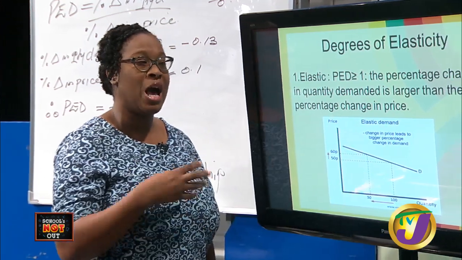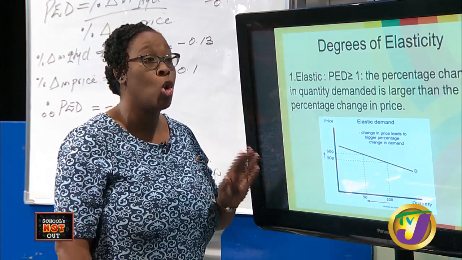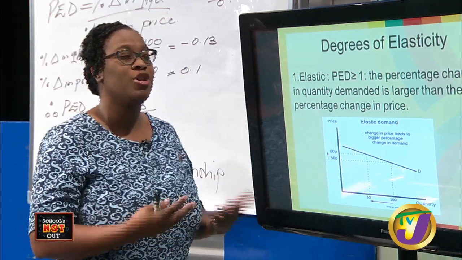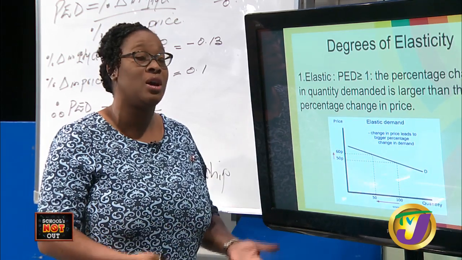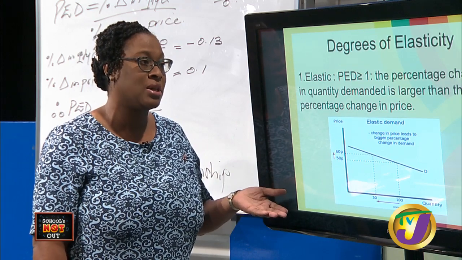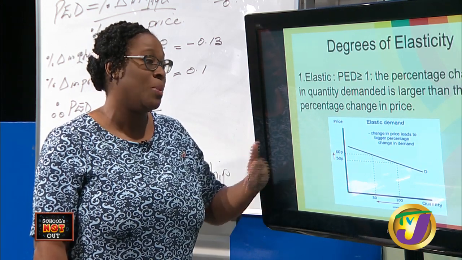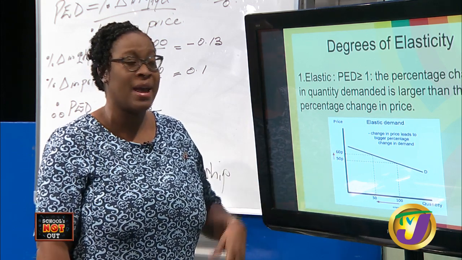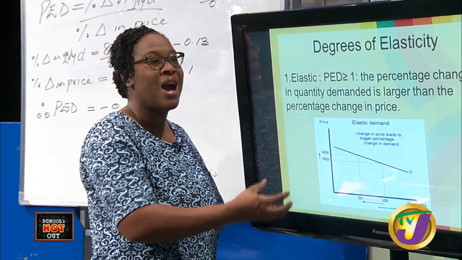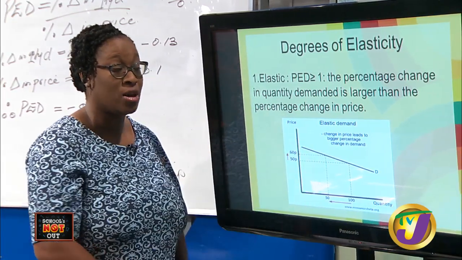And it usually happens with goods that have what we call close substitutes. So for example, if Anchor Butter increased their price to say $50 more, consumers will say, well, I don't have to buy Anchor Butter. There are other substitutes that I can use. I can go buy Chiffon or Blue Banner. I Can't Believe It's Not Butter. But they have choices. So they are highly responsive to a change in the price of the good.